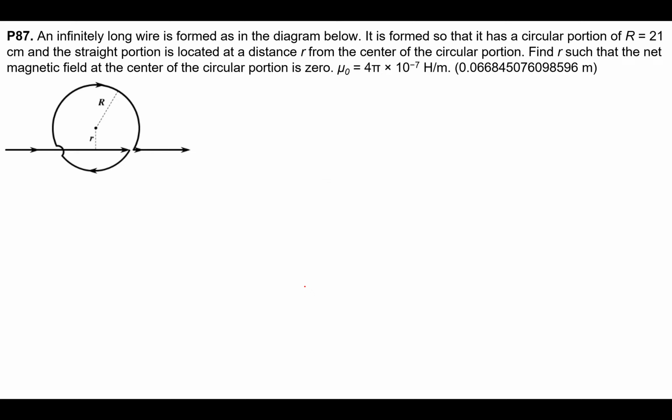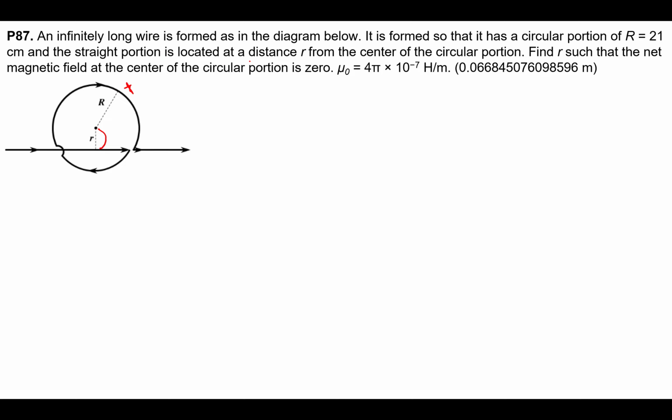And next problem is similar to the previous one, but it's a little bit different. So infinitely long wire is formed as in a diagram below. It is formed so that it has a circular portion. Circular portion is here, and then straight portion. Okay, and then the distance from the wire to the center is given by small r, and the radius of the circular portion is given by capital R.